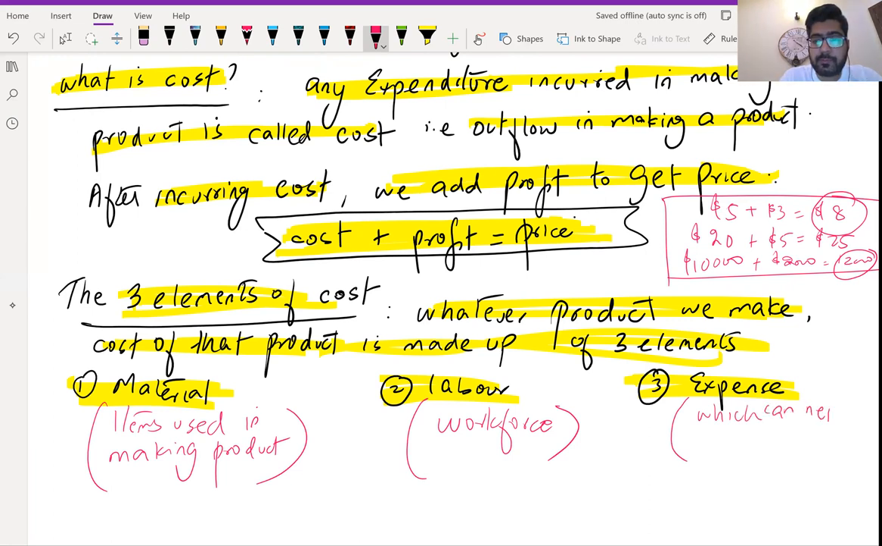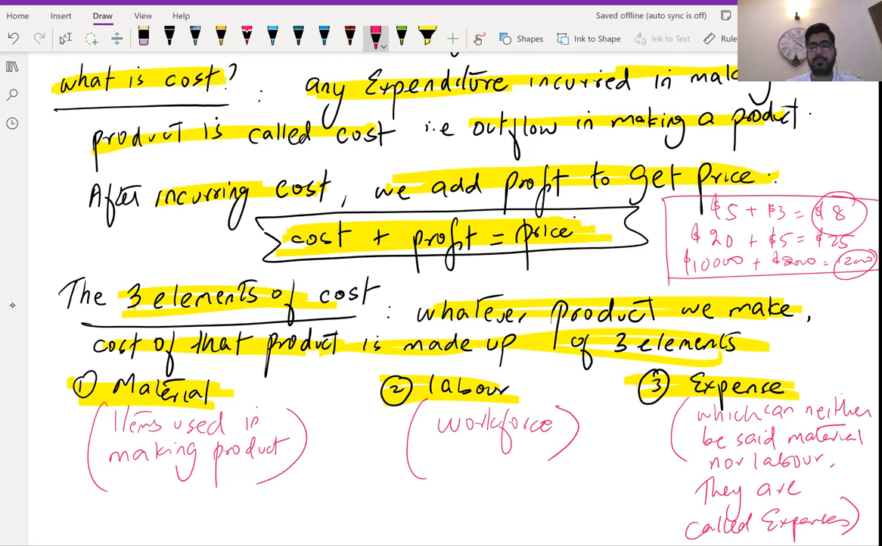And there are some expenditures in making a product which can neither be said material nor labor. They are called expenses. Let me explain it to you.